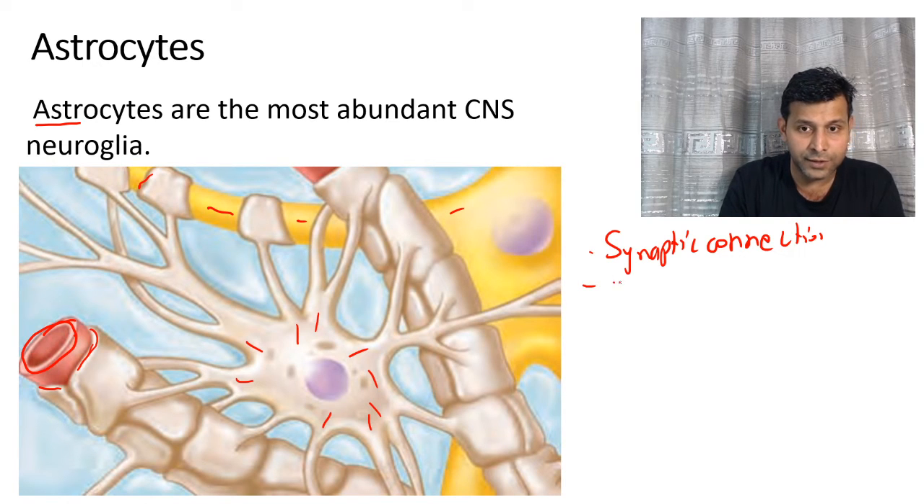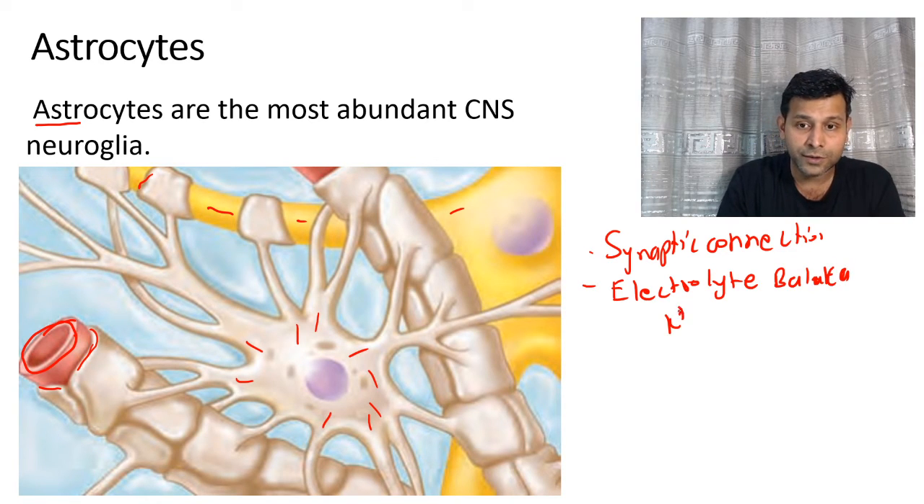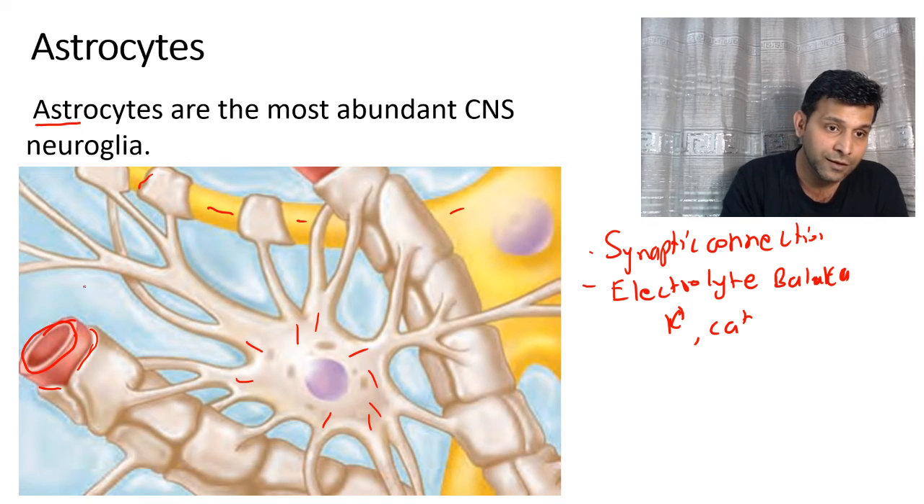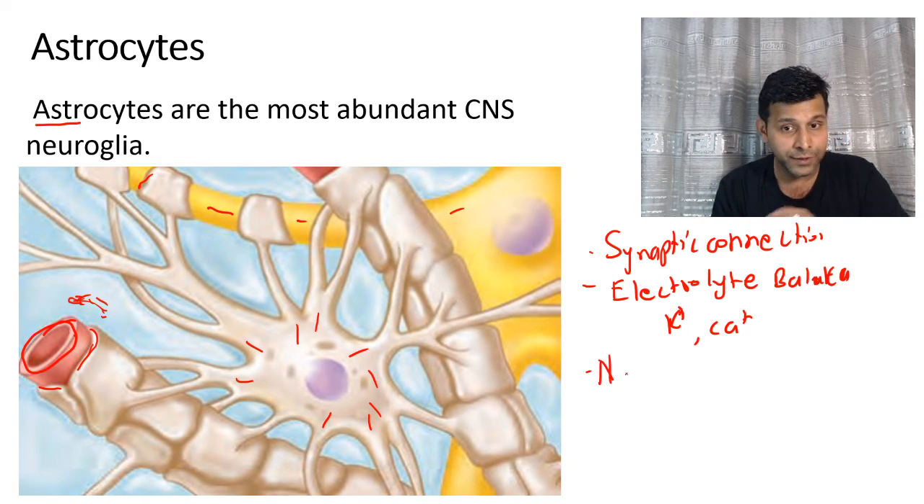They maintain electrolyte balance. So you can say homeostatically they are very important. They take in any extra potassium or calcium ions and maintain the electrolyte environment of the interstitial area of the cells. Third, they also help in neurotransmission.